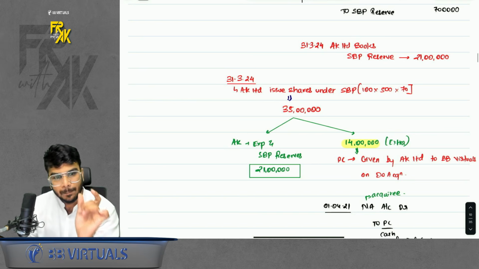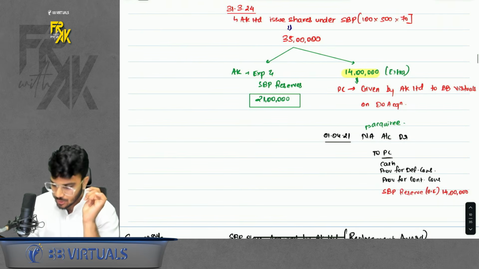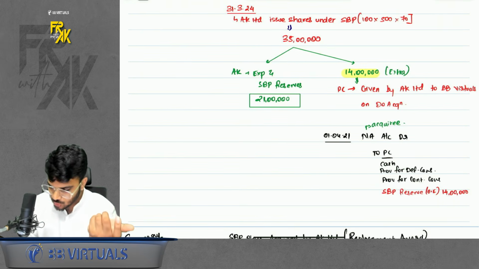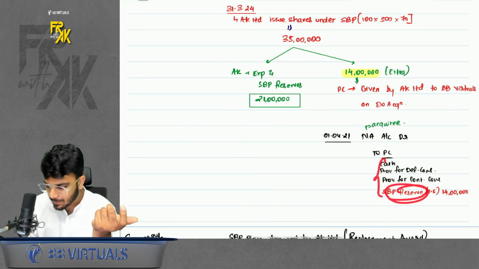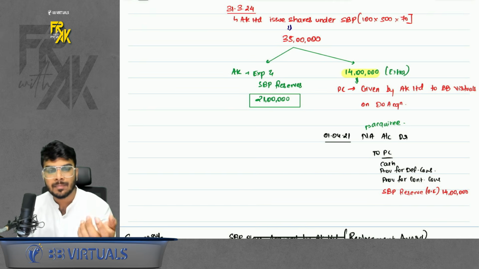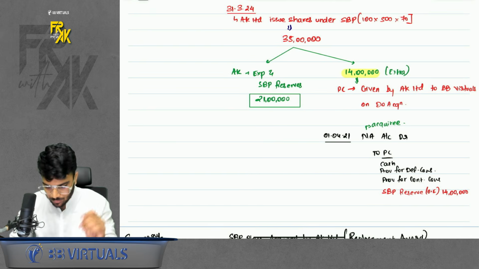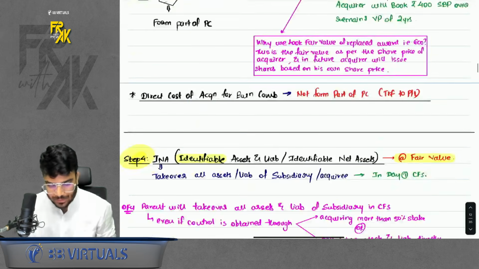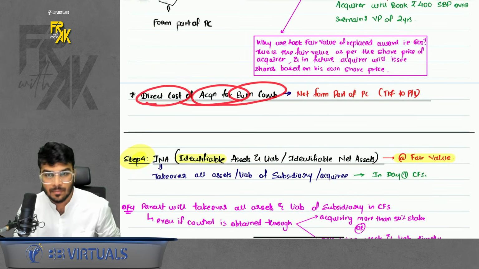Acha, one more thing. Whenever you include the pre-combination amount in PC, you are not paying any cash today, na? So it will lead to creating a SBP reserve. It will lead to creating a SBP reserve in CFS. Do remember that.